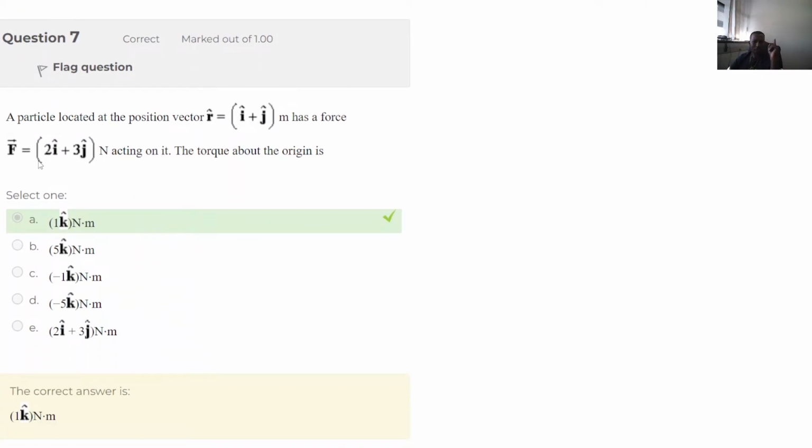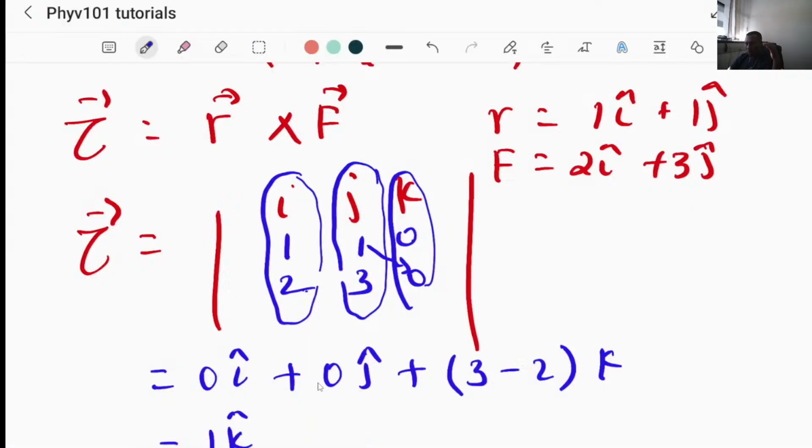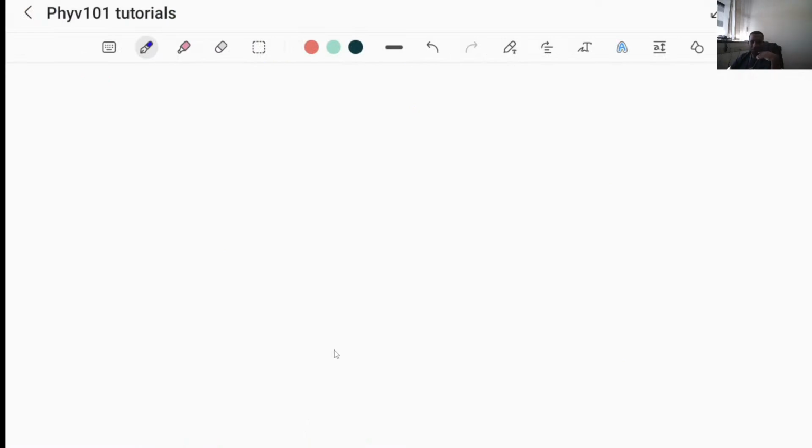Just read through. It says a particle located at a position vector. The position vector is given, and then the force is also given. The question we're looking for was, what is the magnitude and the direction of the torque? I said to you, by definition, torque is defined as the vector R crossed with the force F. This is definition 101.